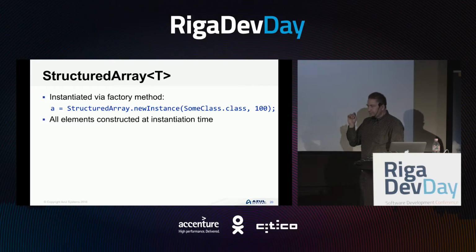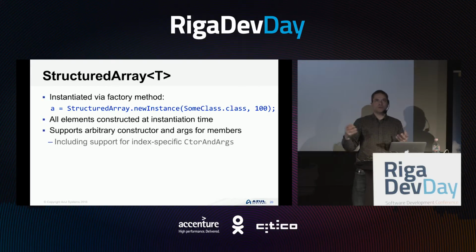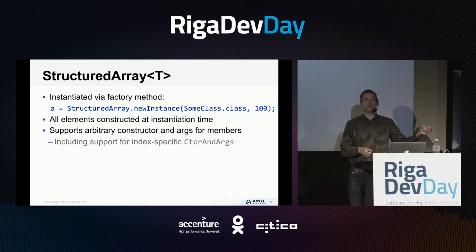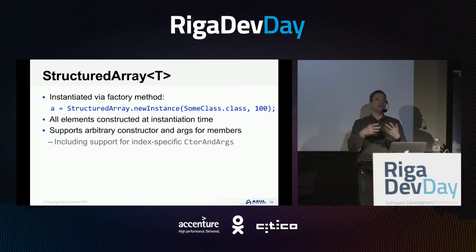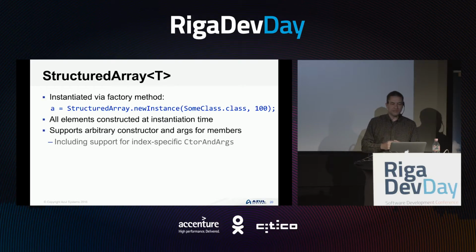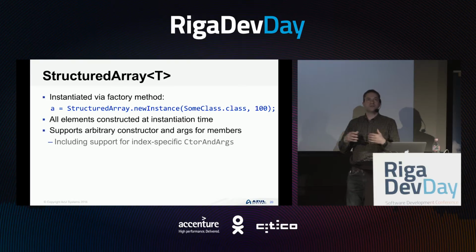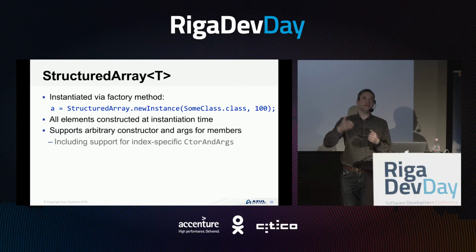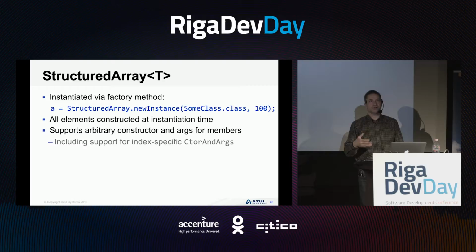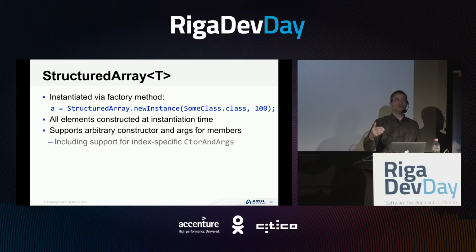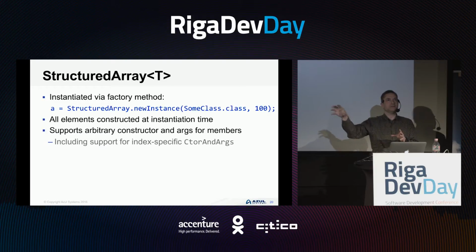Now, quite often, you don't just want to create an object by calling the default constructor. You may well have a situation where you want to pass some parameters to the constructor when you create the object. So that is supported. You can define ways of constructing your objects based on the index into the array. And that way you can pass different parameters to the constructor. There's a specific class called CtorAndArgs, which is short for constructor and args, that you can use to define how the object is going to be created when it's placed into the structured array.